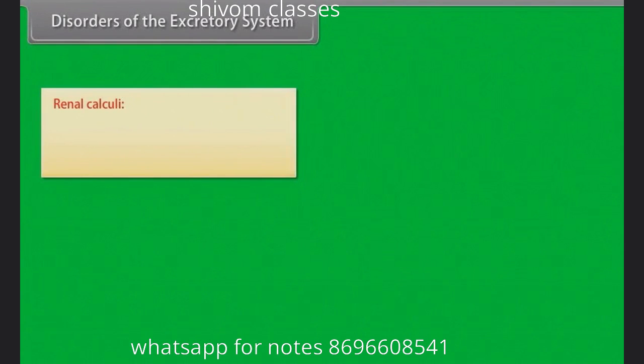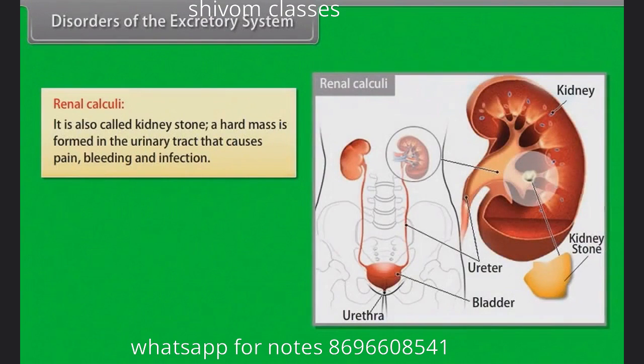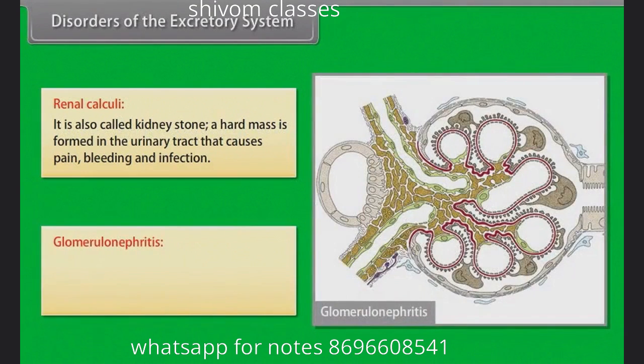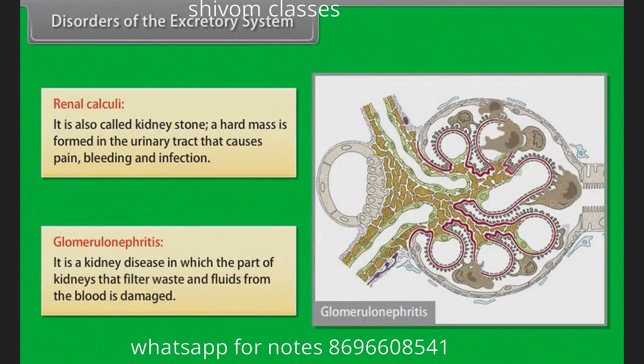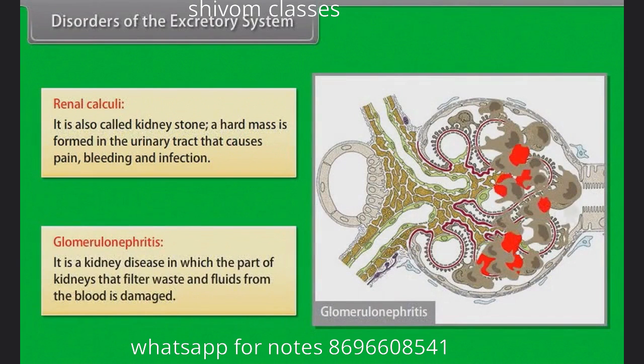Renal calculi. It is also called kidney stone. A hard mass is formed in the urinary tract that causes pain, bleeding and infection. Glomerulonephritis. It is a kidney disease in which the part of kidneys that filter waste and fluids from the blood is damaged.